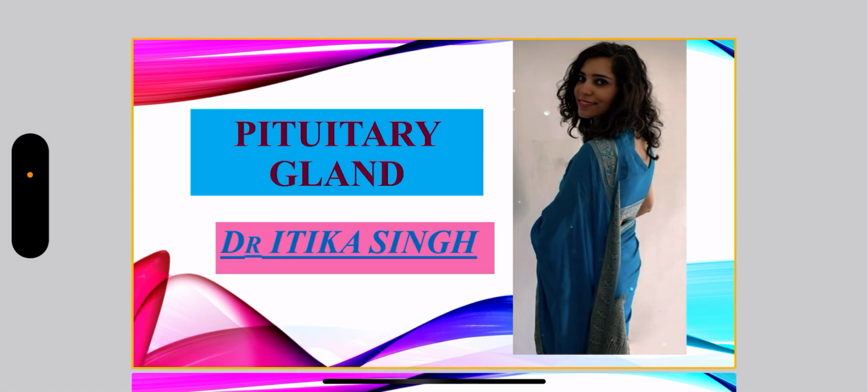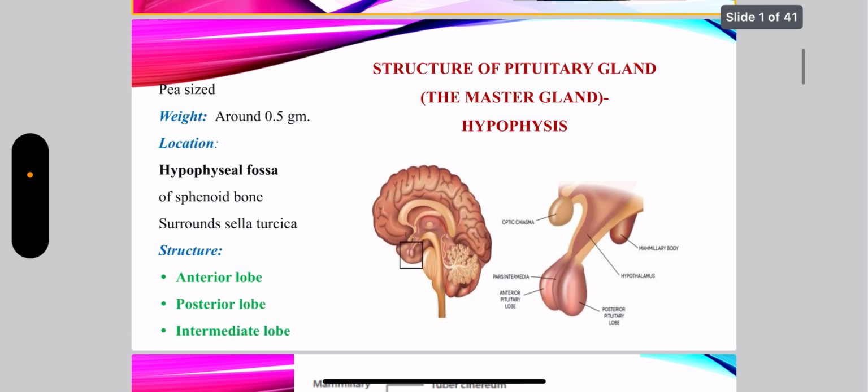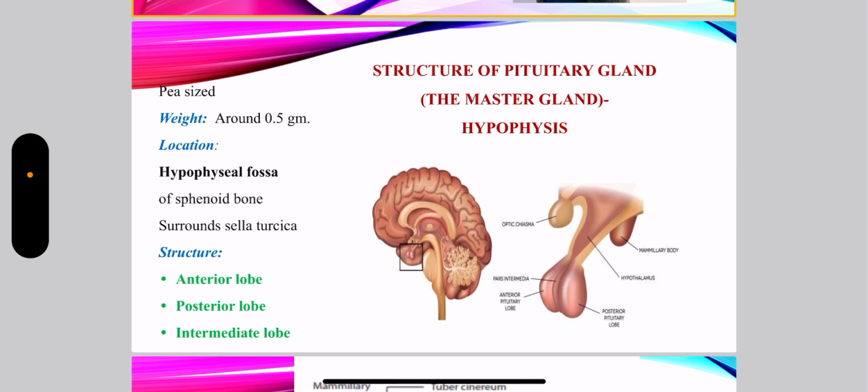Today we will talk about the pituitary gland. The pituitary gland is our master gland. It is a pea-sized gland, very small, and it weighs around 0.5 grams. It rests over the hypophyseal fossa of the sphenoid bone and it surrounds the sella turcica.